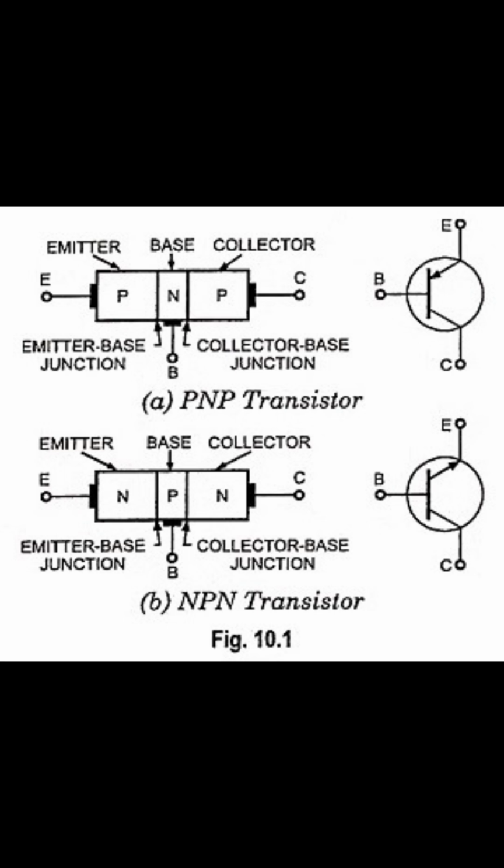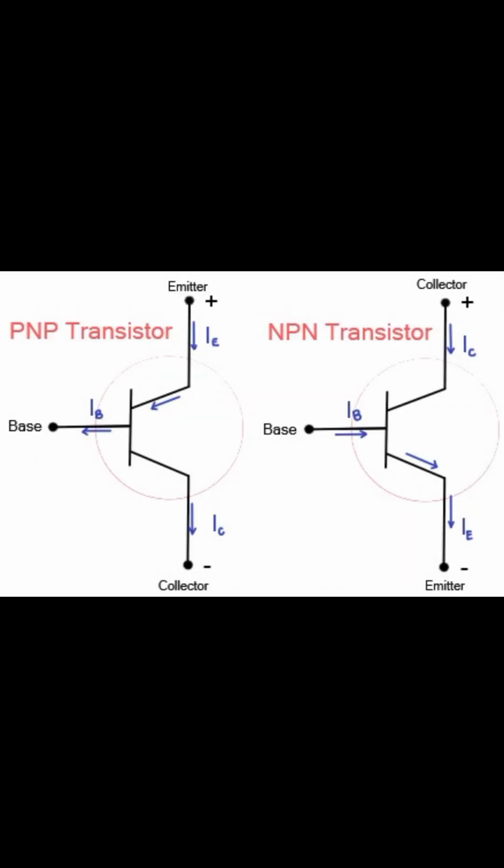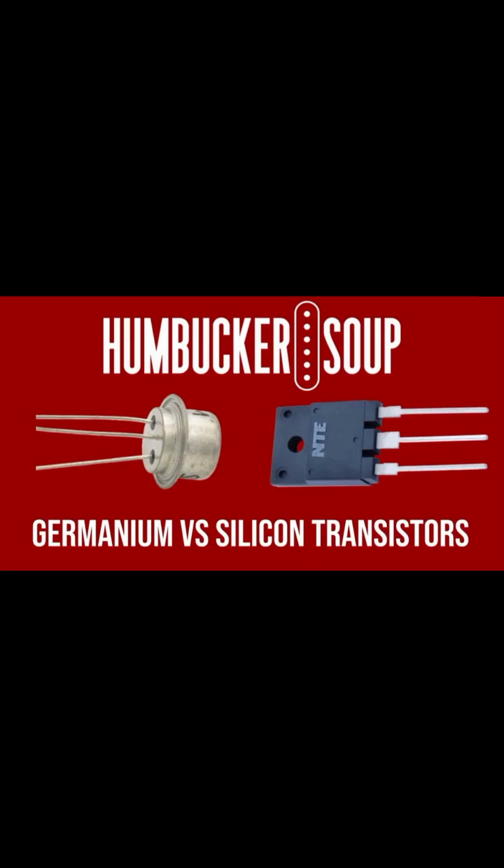Silicon BJTs exhibit lower leakage current, which is crucial for power efficiency in battery operated devices. High breakdown voltage. Silicon can withstand higher voltages, making it suitable for higher power applications. And cost efficiency. Silicon is abundant and relatively inexpensive, making it a cost effective choice for mass production.